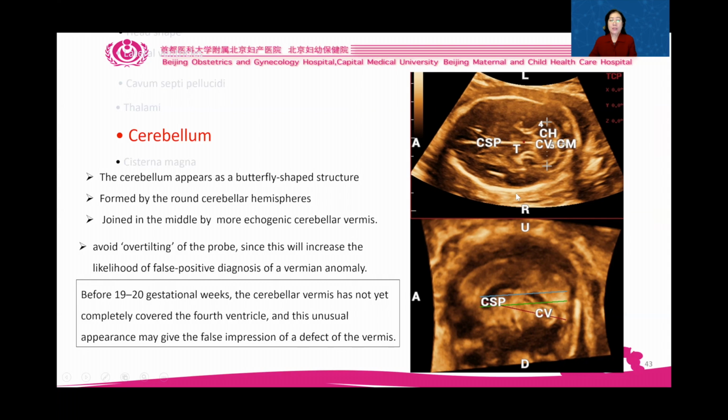Before 19 to 20 gestational weeks, the cerebellar vermis has not yet completely covered the fourth ventricle, and this may give a false impression of a defect of the vermis. So we should take care. Avoid over-tightening of the probe, since this will increase the likelihood of a false positive diagnosis. So we should take care about false impressions here.